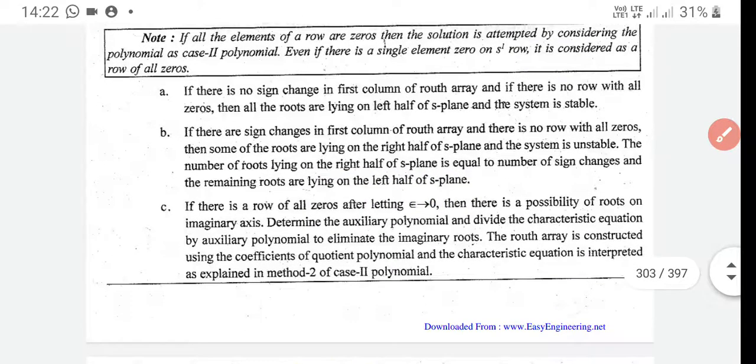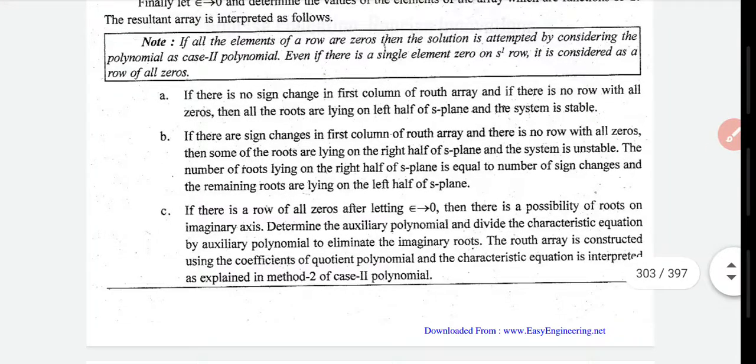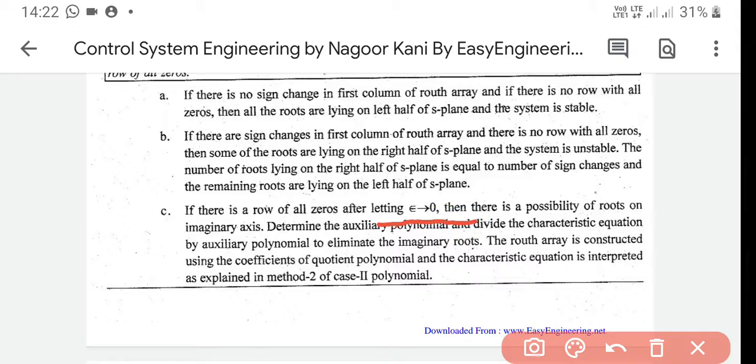After that, if there is a row of all zeros, after letting epsilon tend to 0, then there is a possibility of roots on the imaginary axis. So those roots are lying on the imaginary axis.